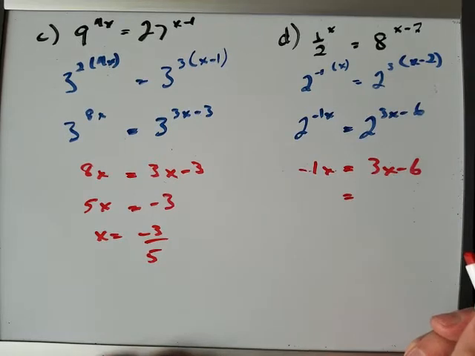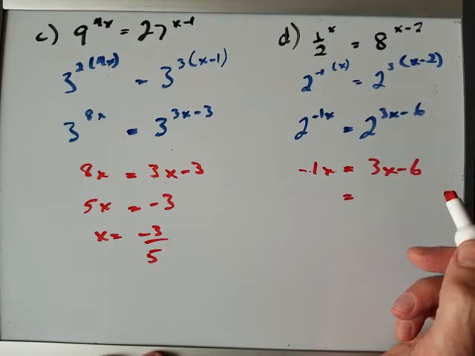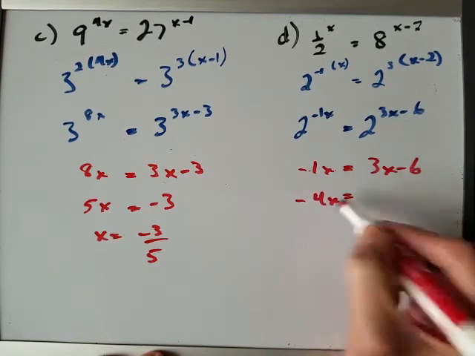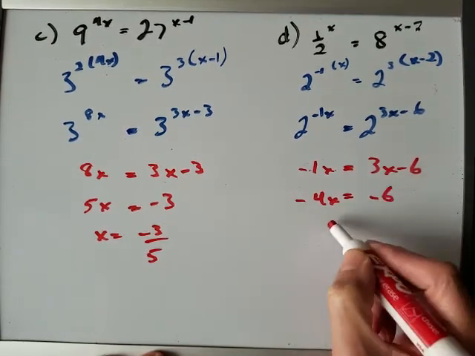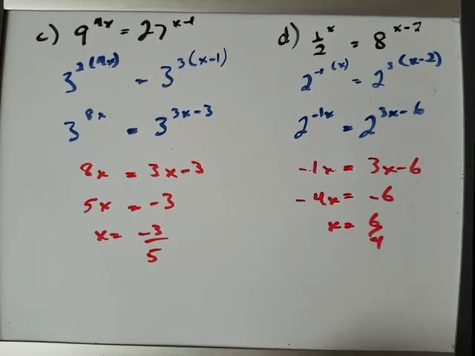And again, it's your choice on how we're going to solve. I would always look for your quickest, most efficient way to solve for x. We're going to take this x over, minus 4x. We have it equal to a negative 6. So we have 6/4, or 3/2 if you want to reduce.